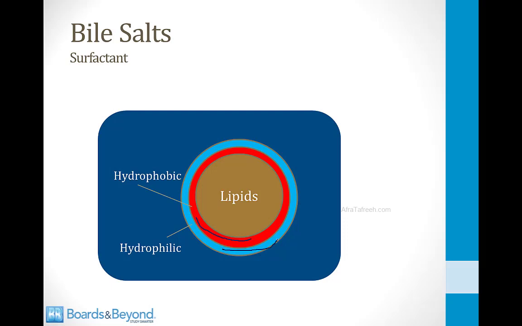So what bile salts do is they work as a bridge. Part of the molecule binds to the lipids, part of the molecule dissolves in water, and therefore you can suspend lipids into droplets to give more surface area for pancreatic lipase to work.